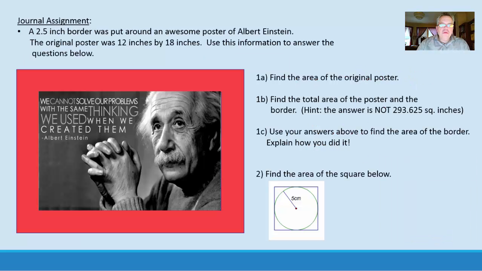All right, I got a beautiful picture here. This is a wonderful poster of Albert Einstein. A 2.5-inch border was put around this picture. The original poster was 12 inches by 18 inches. So figure out the new width and length of the whole thing. And you're going to answer these 3 questions. You're going to find the area of just the original poster. Then you're going to find the total area. That's like the problem examples I did. And then you're going to find just the area of the border. So see if you can figure that out from A and B. If you get A and B, you should be able to figure out C without too much extra work.